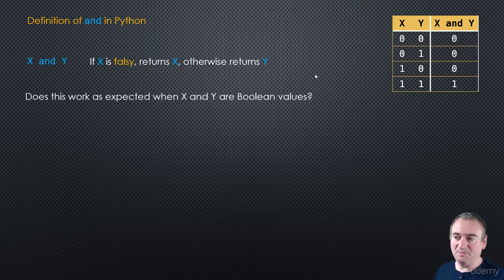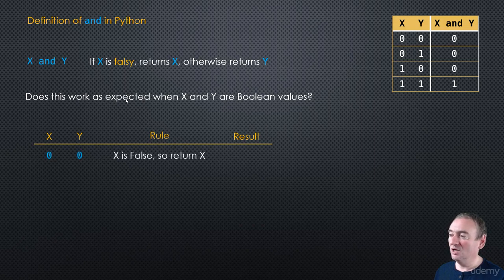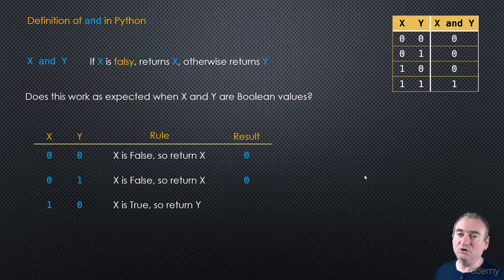So again, does this work as expected with Boolean values? Let's just run through it very quickly. If we have false, well, x is false, right? So we return x, so our result is false. That matches. Next one, if x is false and y is true, well, it still doesn't matter. We should still return x, according to this rule, and we return 0, which matches what we have in the truth table. If x is true and y is false, well, x is true, so now we have to return y. So in this case, we'll return 0, which again matches our truth table. And similarly, if both are true, then because x is true, we have to return y, and therefore we return true, which is exactly what we have in the truth table. So this checks out as well.